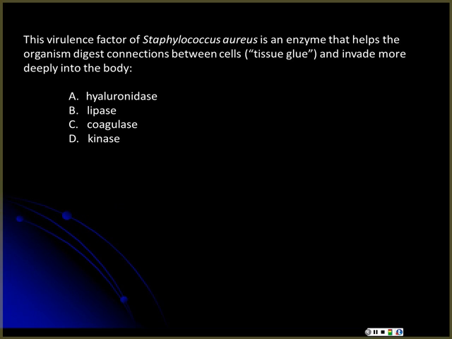This virulence factor of Staphylococcus aureus is an enzyme that helps the organism digest connections between cells, tissue glue, and invade more deeply into the body. Yeah, that's the hyaluronidase we were just talking about.